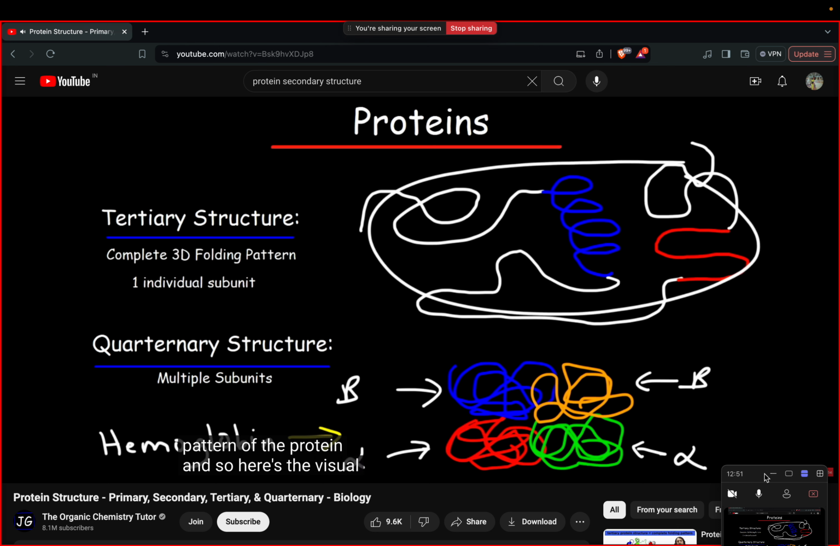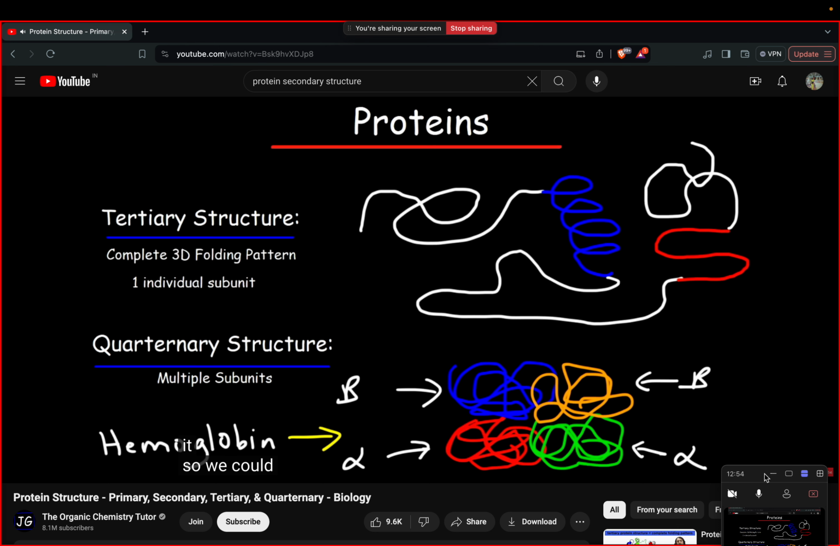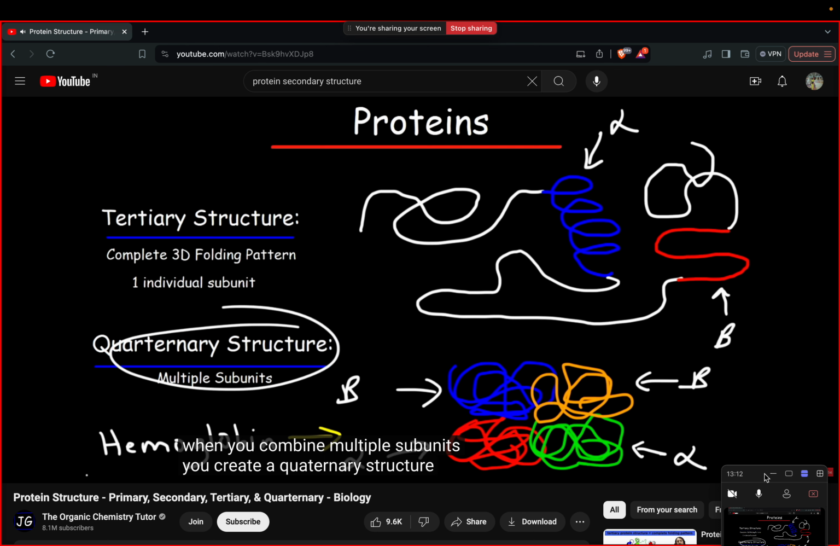And so here's a visual illustration of it. So we could see some areas is just a straight chain. Here we have an alpha helix, and here we have a beta pleated sheet. Now, the tertiary structure is one individual subunit. When you combine multiple subunits, you create a quaternary structure.